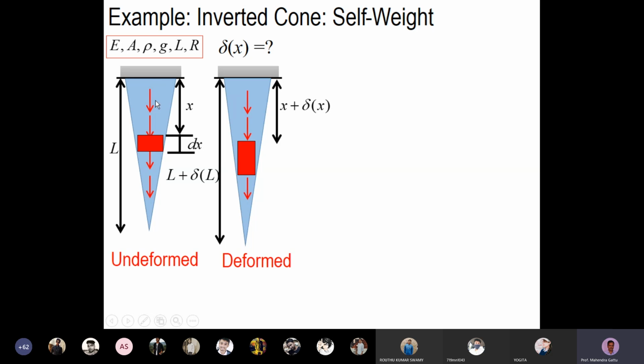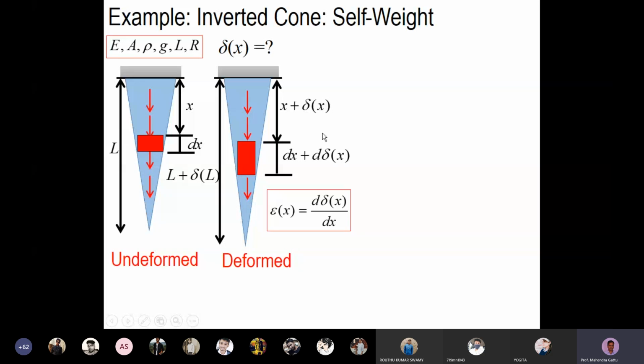So this part of the segment will extend by x plus delta x, and this infinitesimally small element will extend by dx plus d delta x, and we have our strain value: change in length, which is d delta x, by initial length, which is dx. So the strain epsilon of x is d delta x by dx. Now we want to find the axial force acting at x.